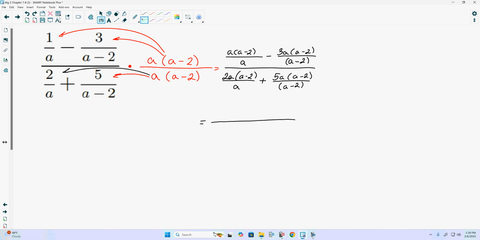Let's see what's in common. So here the a and a cancel. Here the a minus 2 and a minus 2 cancel. A and a minus 2 and a minus 2. And what that leaves us with is a minus 2 minus 3a over 2 times a minus 2 plus 5a.